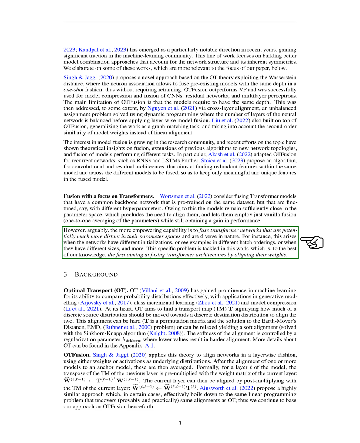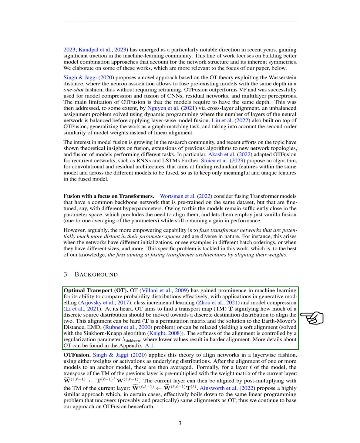However, we're more interested in fusing transformer networks that are quite different in their parameter spaces and characteristics. This could be because they started with different initial settings, were trained on different batches of data, or have different sizes, among other reasons. This is the first work, as far as we know, that aims to fuse transformer architectures by aligning their weights. We use a method called optimal transport, OT, to compare probability distributions effectively.